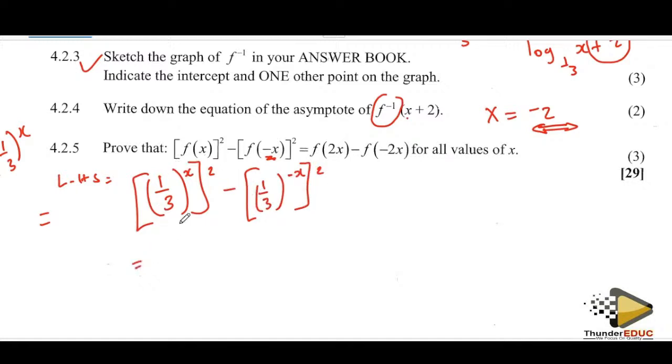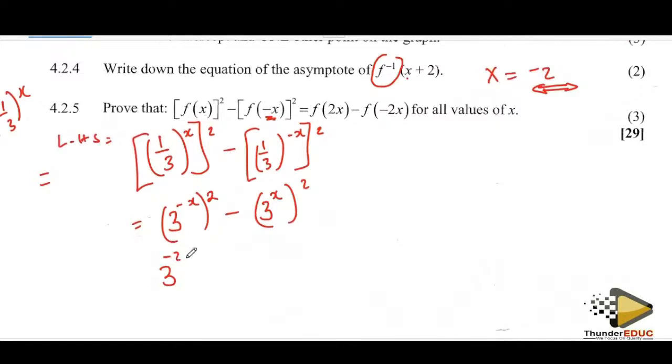When I simplify this, it's going to be the same as 3 to the negative x, and then I square that. I'm moving the 3 upwards so that it can have a negative 1. When I move that up, it's going to be 3 to the x, squared. I'm going to end up with 3 to the negative 2x minus 3 to the 2x. That's what I'm getting from the left-hand side. Let me try the right-hand side. If I have f of 2x, where there is x, I'm going to put 2x.